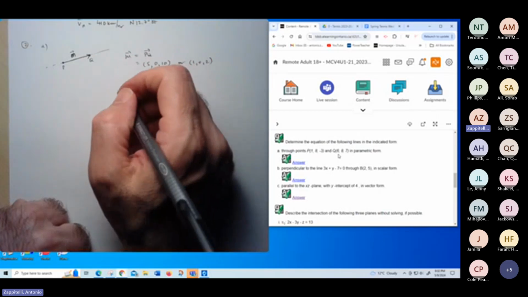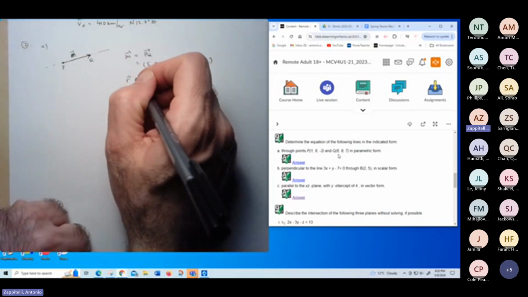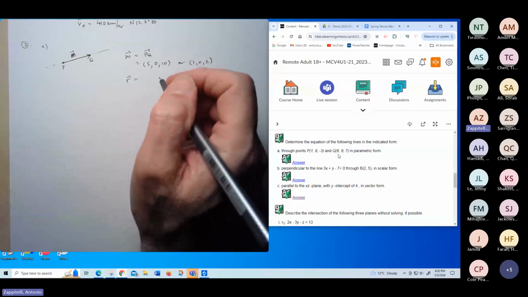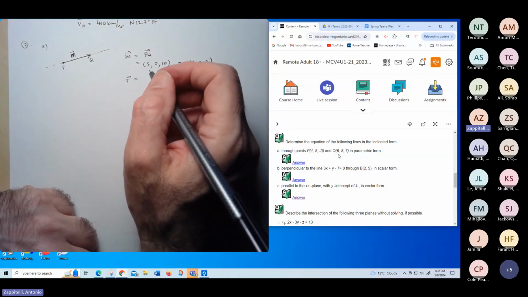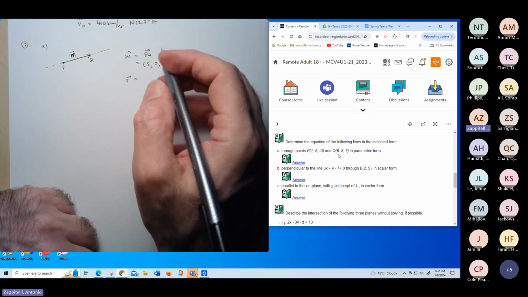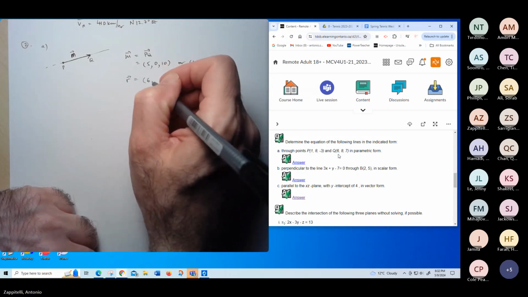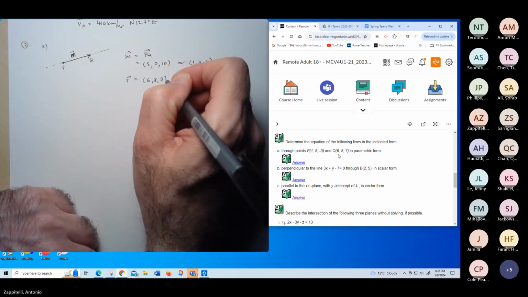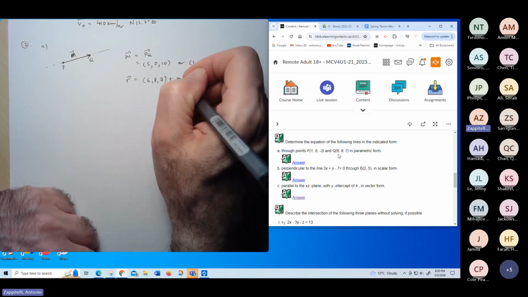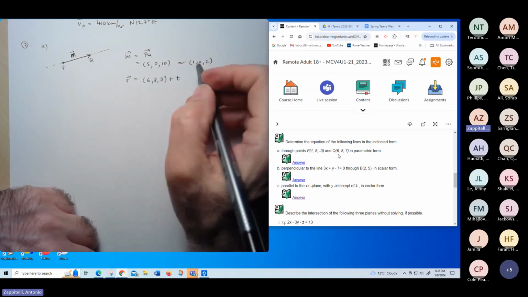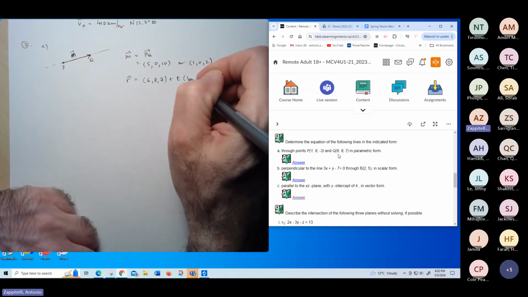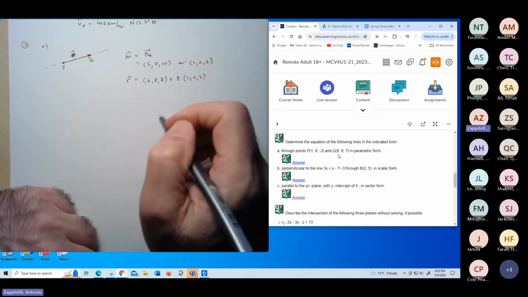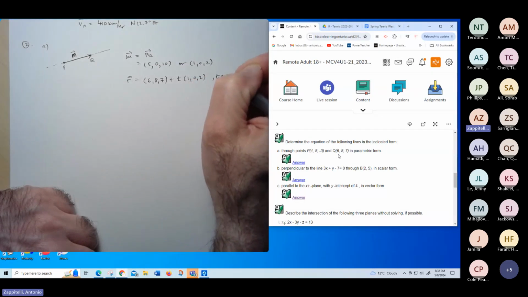And so now the equation of this line is the vector to one of my points. I'll use, which one looks easier? I'll use Q just because there's no negatives, okay? Plus your parameter times your direction vector. So if I use that as my direction vector, there's my answer, and t can be any real number.